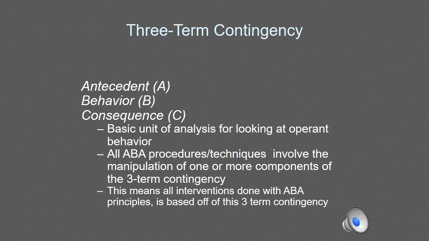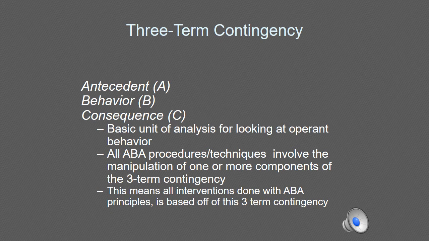Now I want to talk about the three-term contingency. Throughout this orientation and training, you've been learning about the ABCs, the antecedent, behavior, and consequence. This is known as the three-term contingency. It is the basic unit of analysis for looking at all operant behavior. All ABA procedures and techniques involve the manipulation of one or more components of the three-term contingency. This means that all interventions done with ABA principles, such as the ones you will be doing as an RBT, are based off of this three-term contingency in some way.